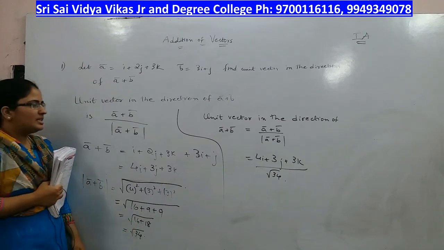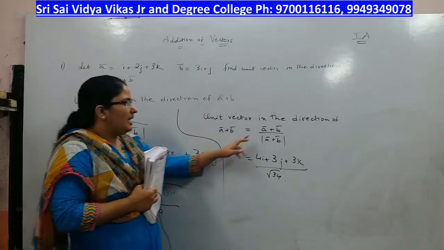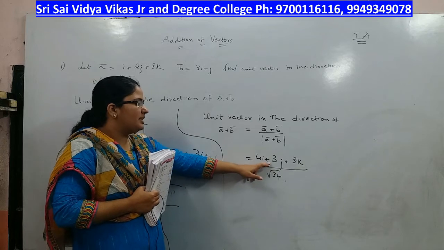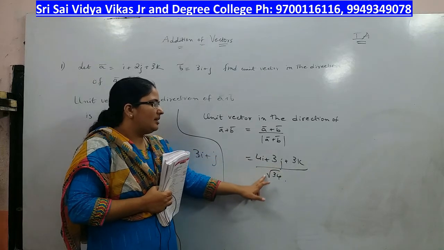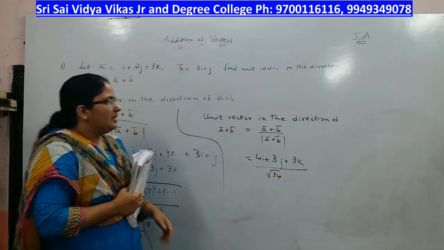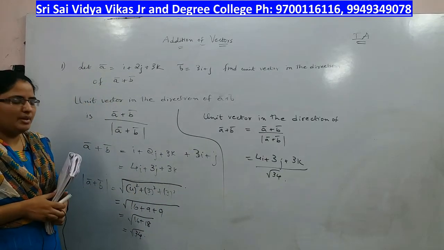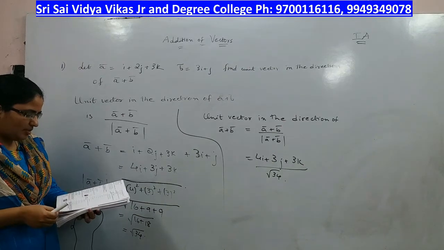Unit vector in the direction of A bar plus B bar is A bar plus B bar by modulus of A bar plus B bar, that is 4i plus 3j plus 3k under root 34. This is the unit vector in the direction of A bar plus B bar. So I will discuss the next problem.